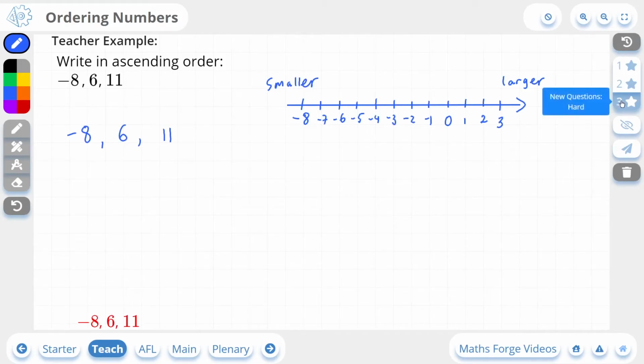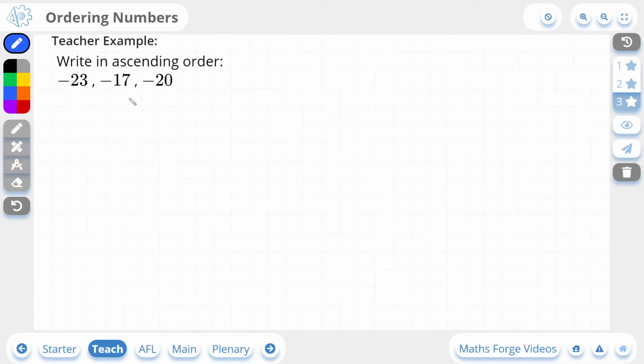So now let's do another 3-star example. So here we have 3 negative numbers. And remember what I said. If the digit in the negative number appears to be higher, it actually means that the number is smaller overall. So let's take a look in ascending order. So we're going to write the smallest first. So we have negative 23, negative 17 and negative 20.